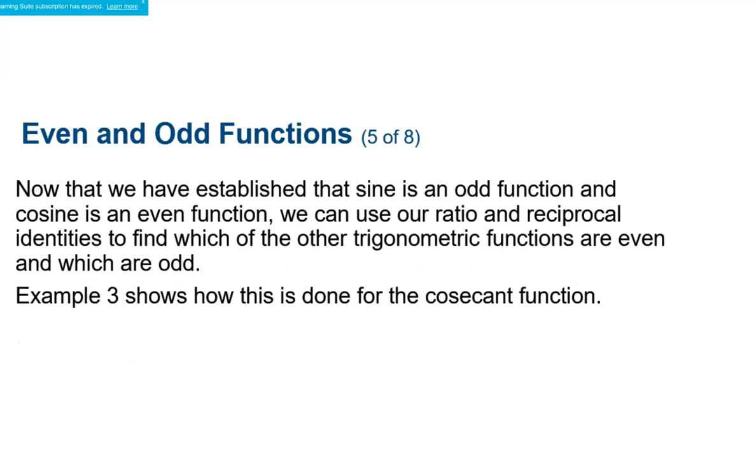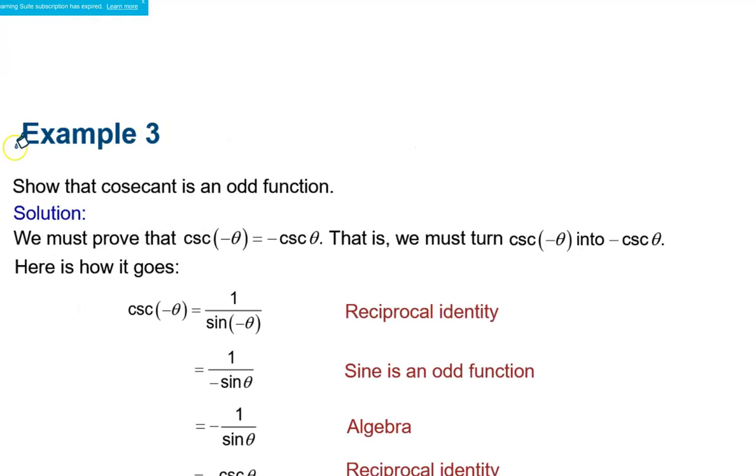Sine is an odd function and cosine is an even function. We can use our ratio and reciprocal identities to find which of the other trigonometric functions are even and which are odd. For example, let's look at the cosecant. Cosecant is an odd function.